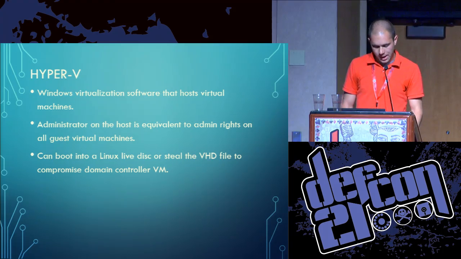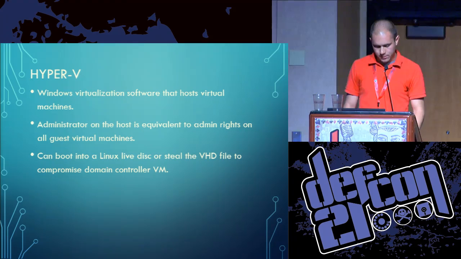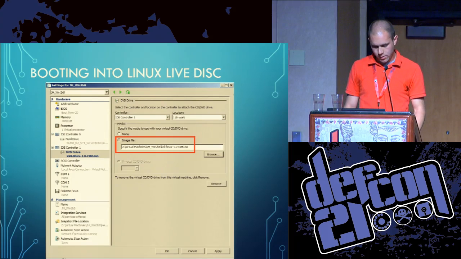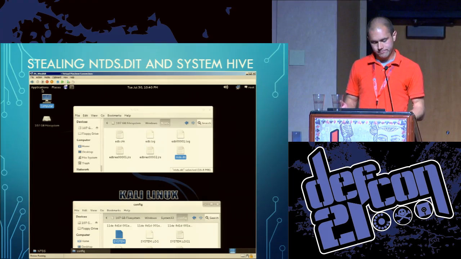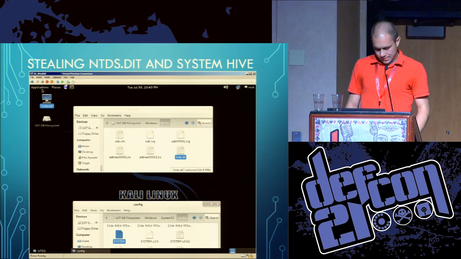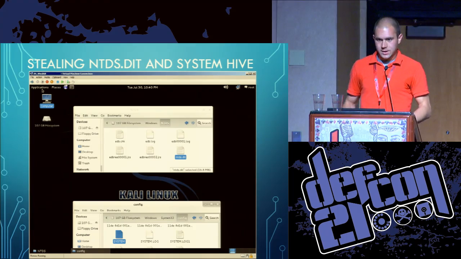Next we'll go over Hyper-V, which is just virtualization software that hosts virtual machines. An administrator on the host has admin rights on all the VMs that it hosts, obviously. Here's another example where you can start into a live disk and steal the VHD file. Here's how you mount an ISO, and once you're in it, you can steal the NTDS, and then you have all of Active Directory, and you can extract the hashes offline, essentially. All they'll know is that the machine unexpectedly restarted, unless they look at the host audit logs.